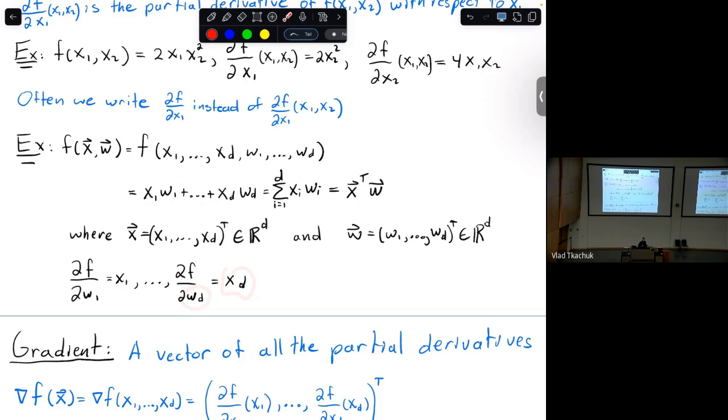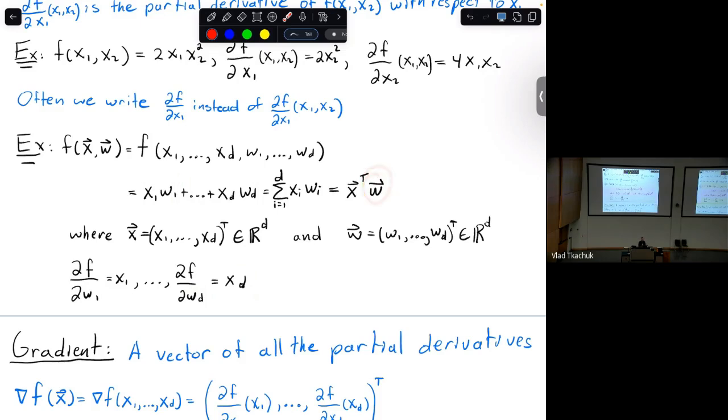Believe it or not, this exact calculation will be very important very soon for an algorithm called linear regression. What are we going to try to do? We're going to try to learn a line that best fits the data. The line is going to be described by its slope, which is going to be this w vector, and we're going to try to find the w that best fits the data.